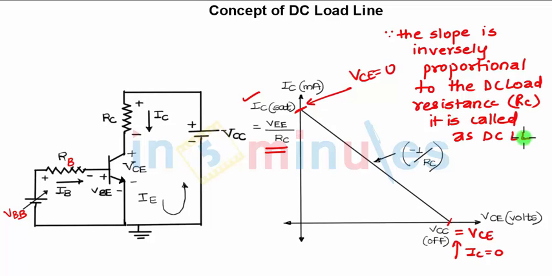Now is the concept clear? Why is it called a DC load line? The slope is inversely proportional to the DC resistance RC, hence it is called the DC load line. Now we have completed the DC load line. Now the next point is to find the Q point. How to find the Q point?